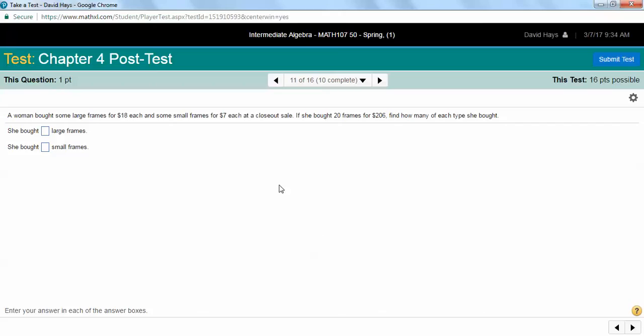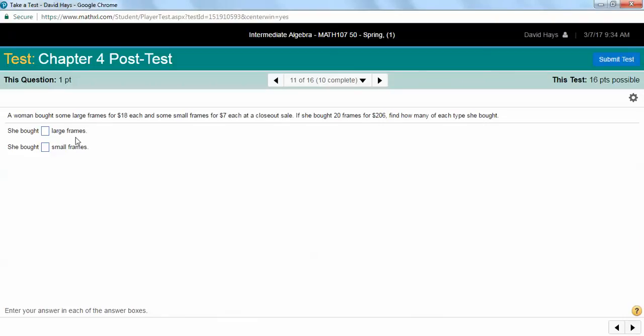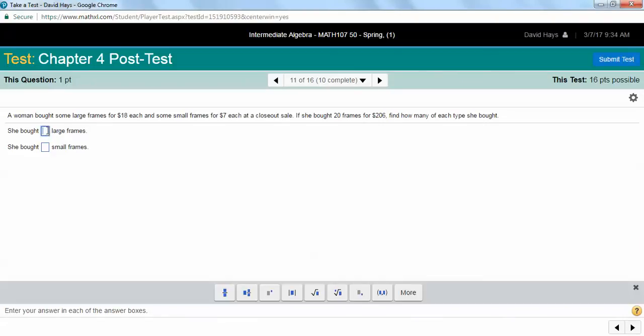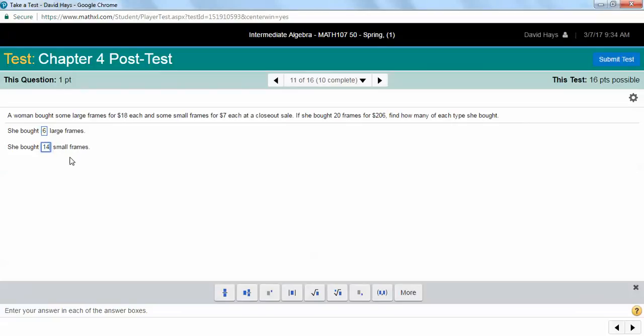So, large frames. Which was large? Large was x, which is 6. So we're going to have 6 large frames. And then 14 is y, which was our small frames. Now let me double check that. 6 times 18 plus 14 times 7. Grand total of 206, yeah.